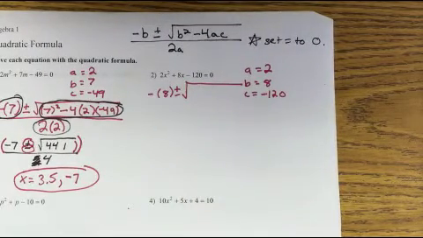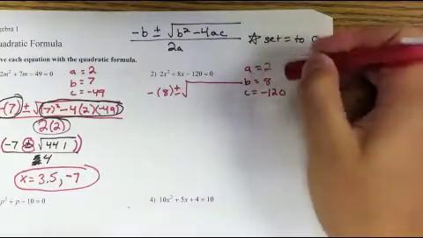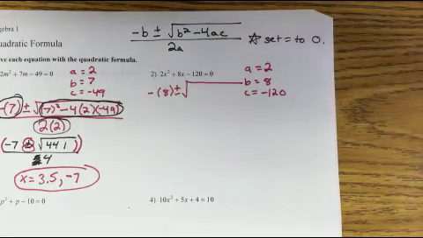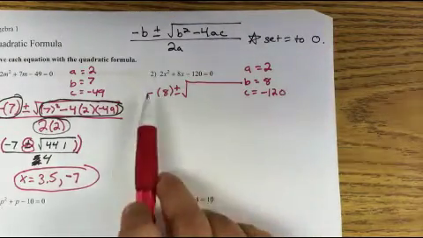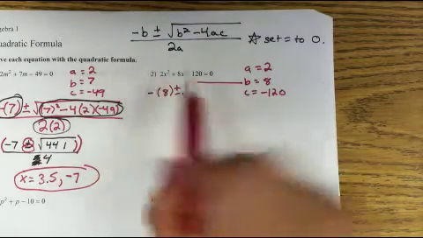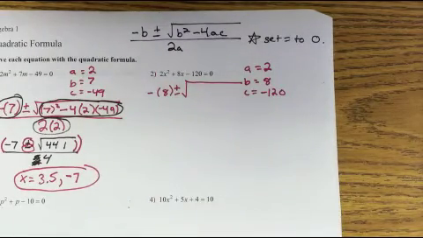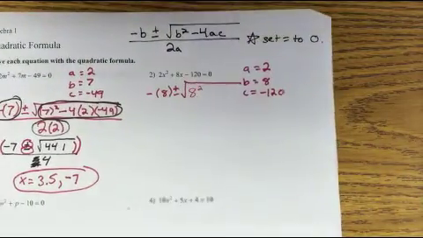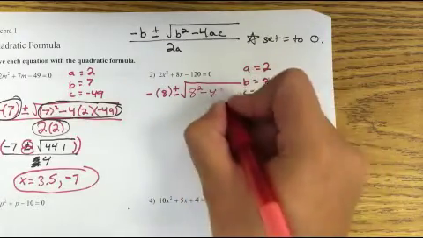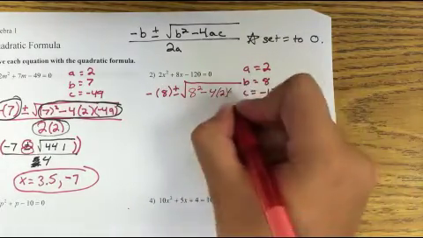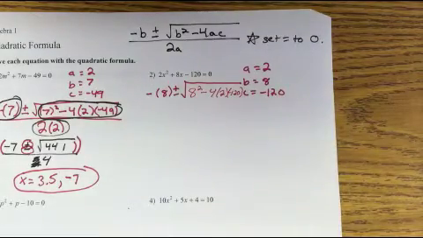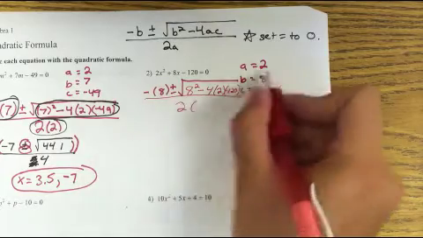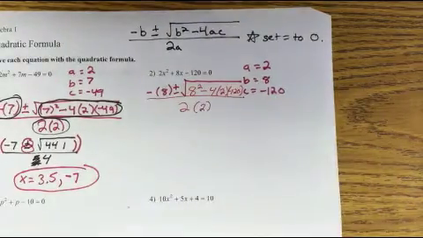Okay. Now all we have to do from here is take this information and plug it in or substitute it in for each letter of the quadratic formula. Okay, so I've already started it. I got negative 8, so I just plugged 8 into B, plus or minus the square root of, once again, our B, which is 8 squared, minus 4, our A is 2, our C is negative 120. Let me squeeze that in there. Okay? All over 2 times your A value, which is 2.